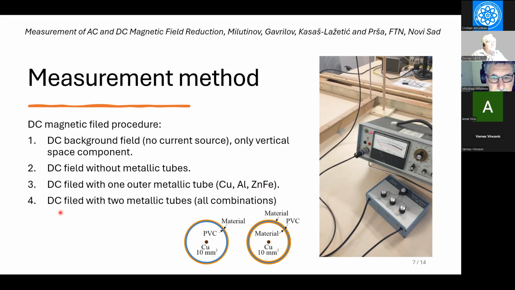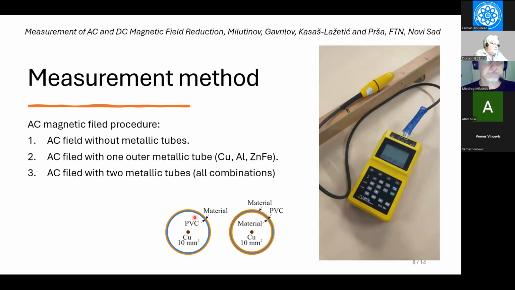After that we tried all combinations to find out the best combination, and once again to compare with the earlier analytical and numerical calculations. For the AC field, we didn't need to measure the background field, only the case without tubes, and all the combinations of single and double metallic tubes.